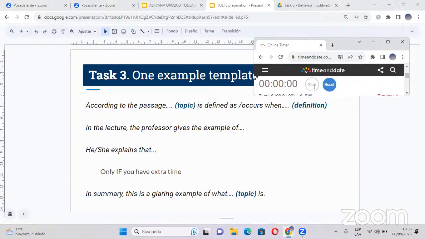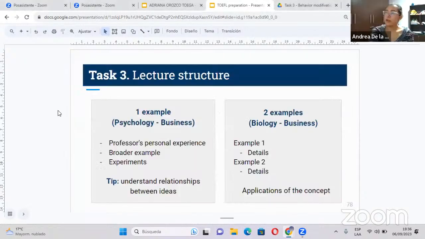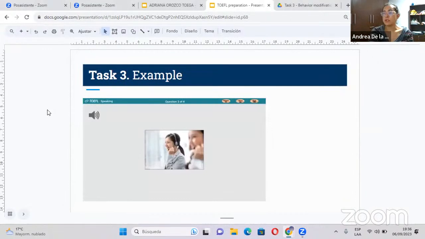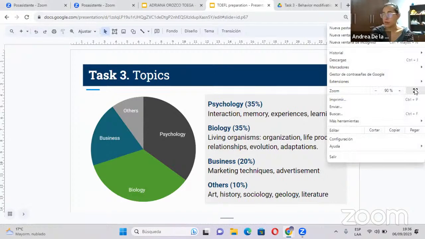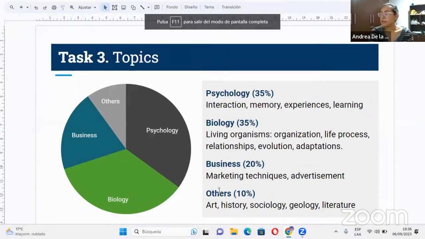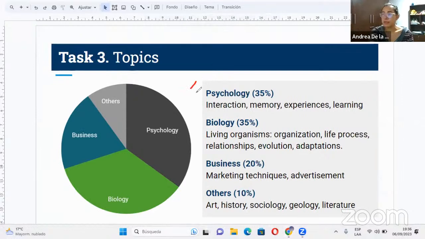Yes, miss. Okay, guys. Now, another amazing thing about this question is that we already know what topics you can find in the question. 90% of the time, you will have one of these three: psychology, biology, or business. We've already seen psychology, the one we just did. It talks about how our brain works, how we learn, how we interact with each other, how our memory works, how we experience certain things, how we deal with emotions and stuff.